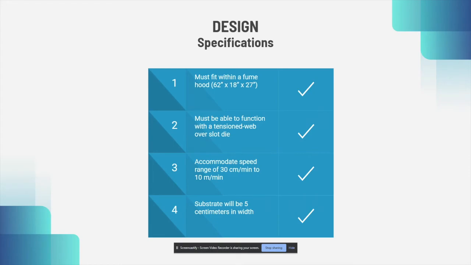Another specification is the machine's ability to run at a range of speeds. On the low end, the system may need to run 30 centimeters per minute, and on the high end, the system may need to run 10 meters per minute. This speed range requirement is one of the main reasons why a control system was necessary for this design. And the final specification is the ability of the system to accommodate a substrate that is 5 centimeters in width.